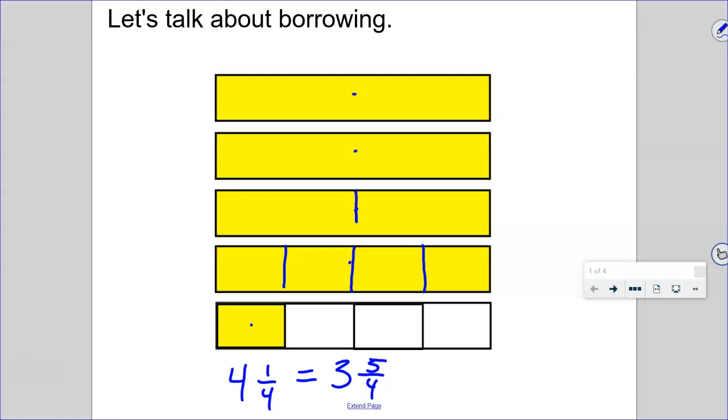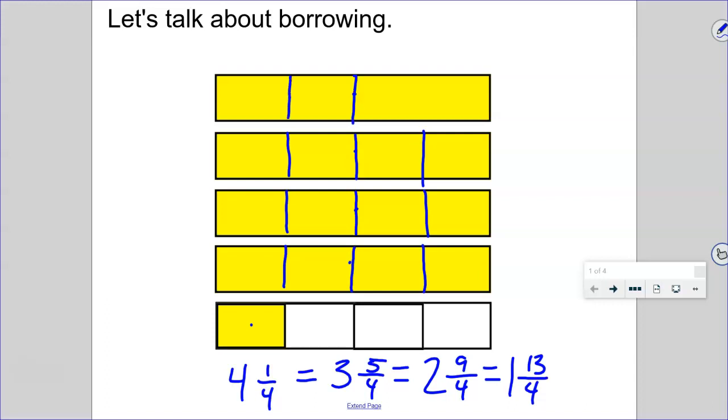So if I take another whole and split it up into 4 more fourths, we could now say that the number we're looking at is 2 and 9/4. And if we do it again, splitting this up into 4 more fourths, we're looking at 1 and 13/4. Then if we do it one more time, we've actually renamed 4 and 1/4 as an improper fraction. Now we simply have 17/4.